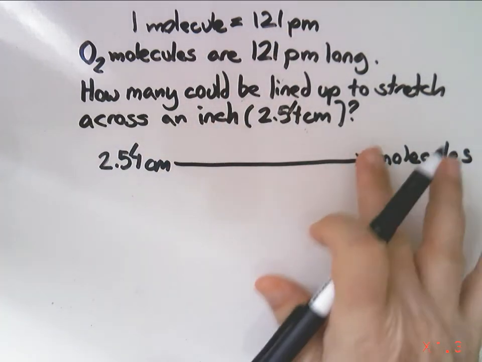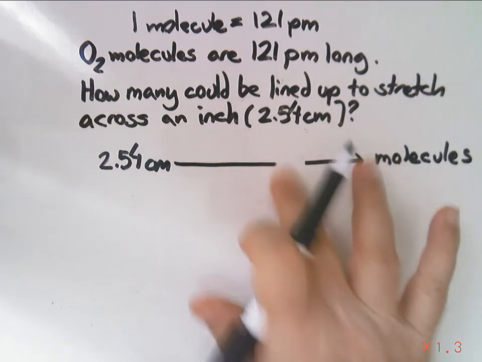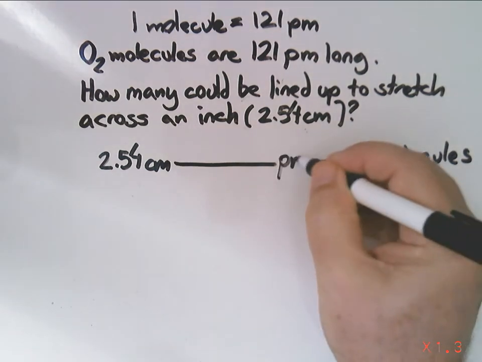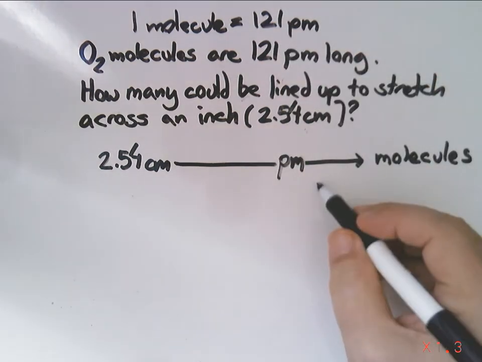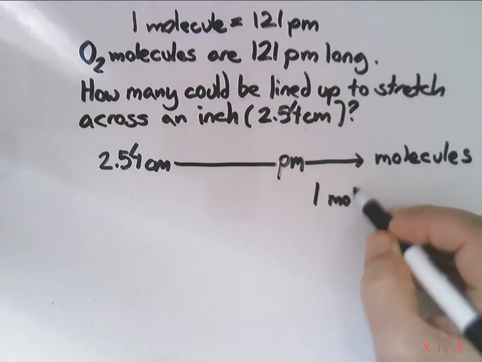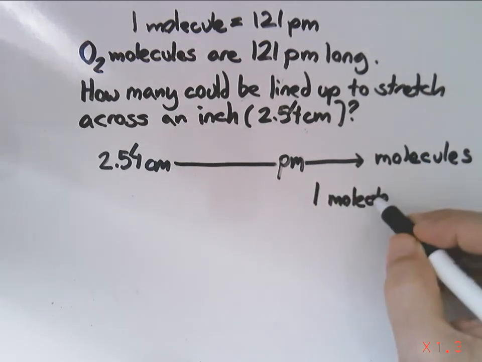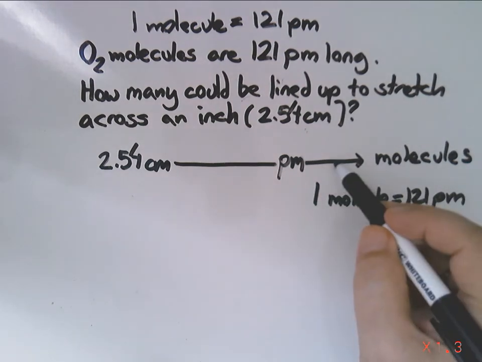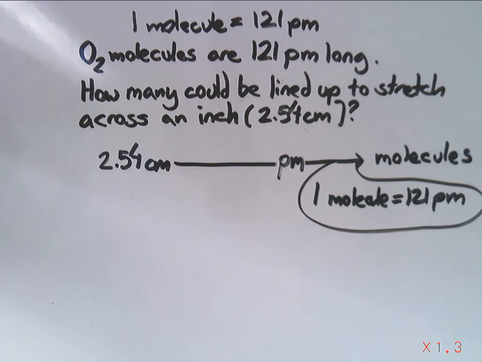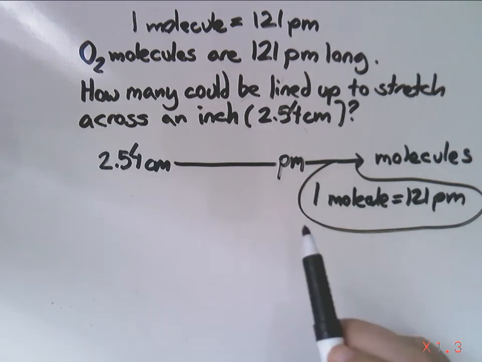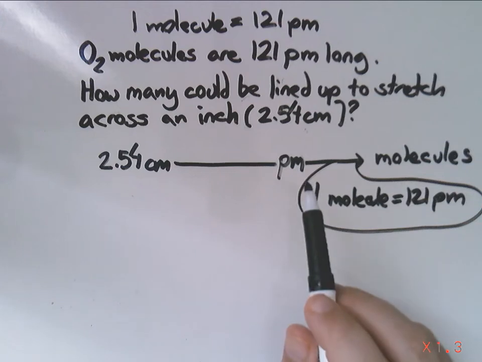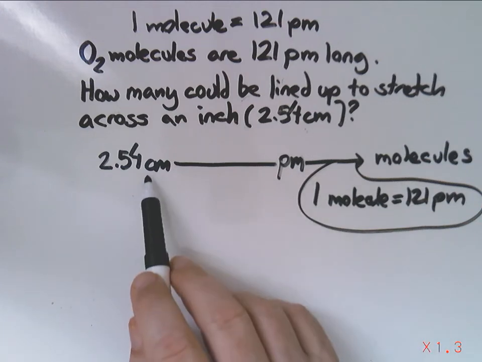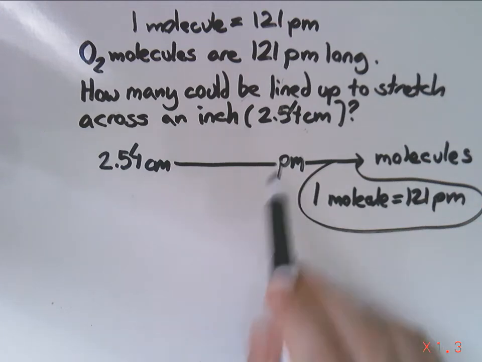So I could put into my roadmap here picometers, and this thing is the connection. One molecule equals 121 picometers. So that's the connection that goes there. Now I need to connect centimeters to picometers to finish the problem off. And you've already done that kind of thing. You've taken an SI prefix off and then put a new one on.